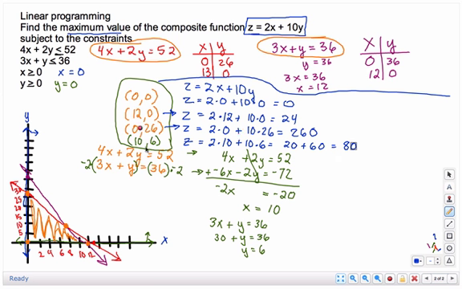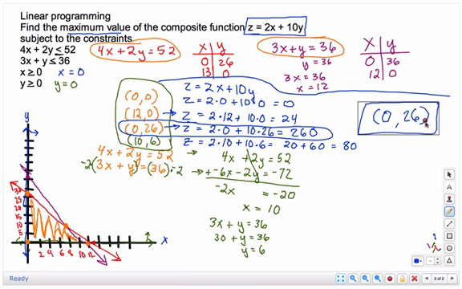Okay, you always want to check all of these. You can usually just skip the 0, 0, obviously. And you can see here that this gives us the maximum value. So your answer is 0, 26. This is the value on your graph that gives you the maximum value for your objective function. So you can see that this is a long process, so take your time and do the best you can. And it's all stuff you've done, and you're just putting it together.